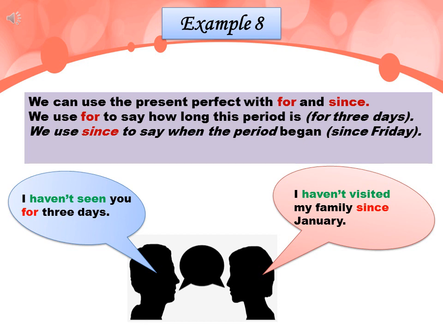Now the last example, which is number 8, so we can use the present perfect with for and since. And for we use it only to say how long this period is يعني باش كنعطيو المدة شحال اللي وقعت فيها شي حاجة. We use since to say when the period began يعني كنستعملوها ملي كنحددو امتى بدات شي حاجة. So since Friday for example. Example I haven't seen you for 3 days, يعني ما شفتكش لمدة 3 أيام. And another example I haven't visited my family since January, يعني منذ January يناير.